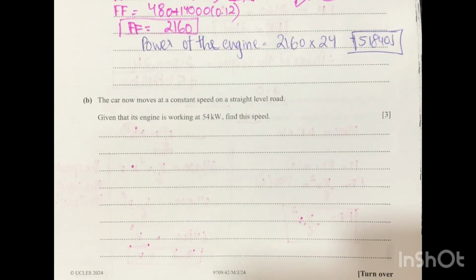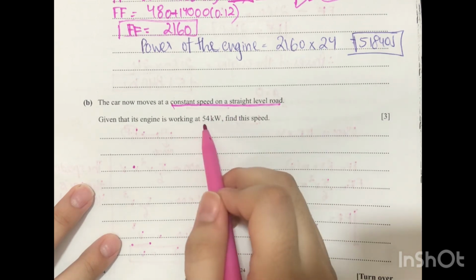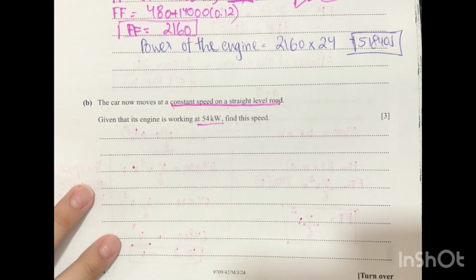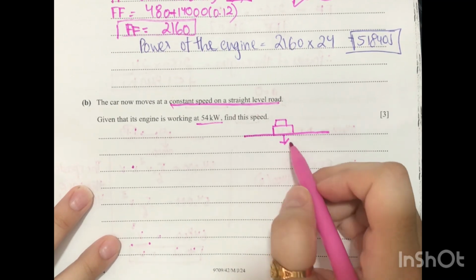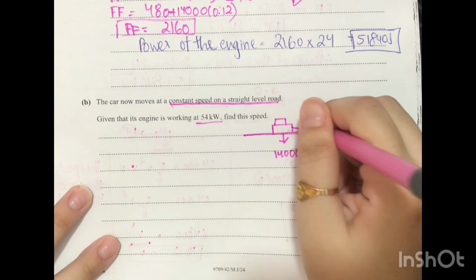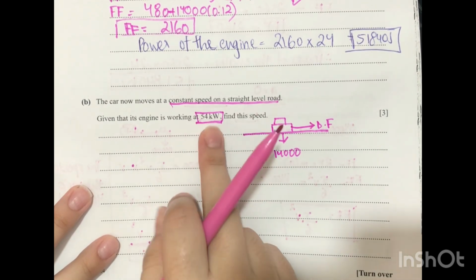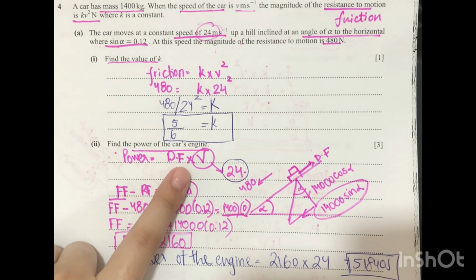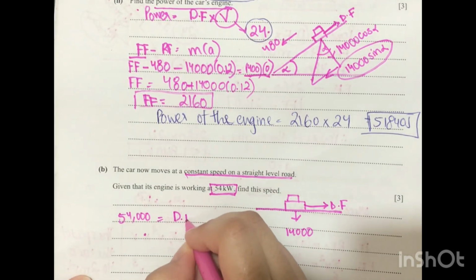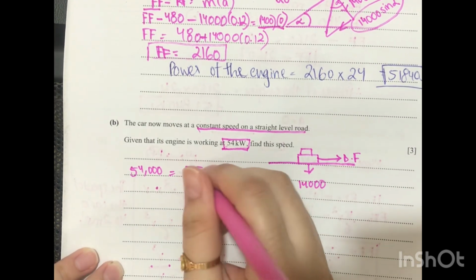Now moving to part B, they say the car now moves at a constant speed on a straight level road. Given that its engine is working at 54 kilowatts, find this speed. So let's show this information in a diagram. So this is the car and this is the downward component of the weight, which is 14,000, and this is the driving force of the car. They've given us the power of the engine, which is 54 kilowatts, meaning 54,000. We know that the power, as in the last question, is driving force multiplied by the velocity. Now in this case, both the driving force and the speed are missing. But we can find the driving force by using the force formula we did in part 2.